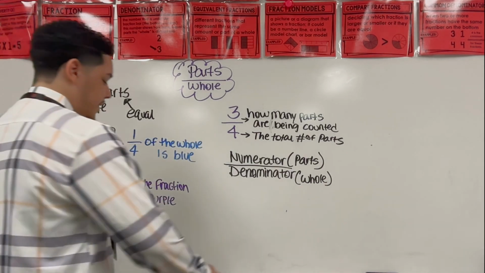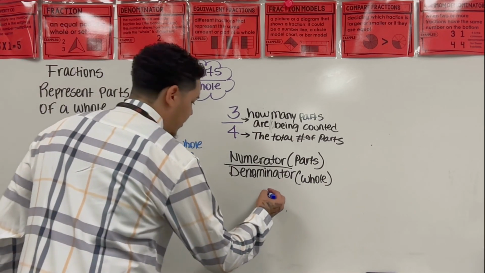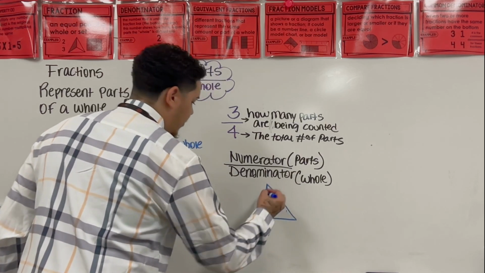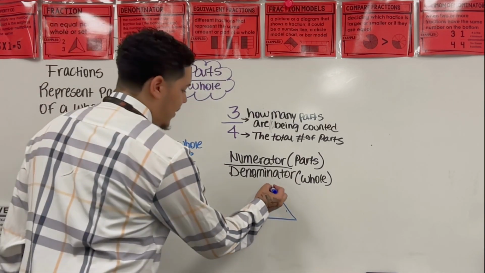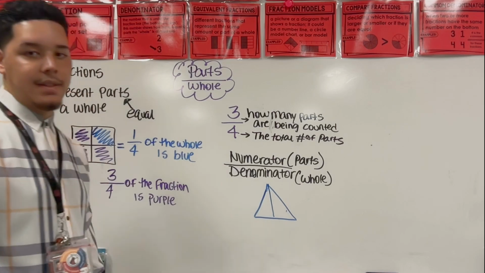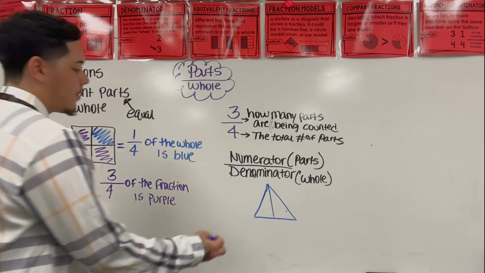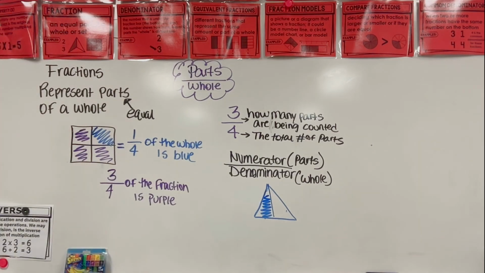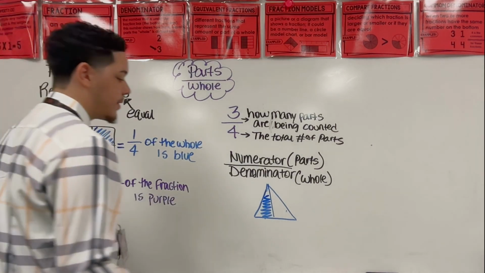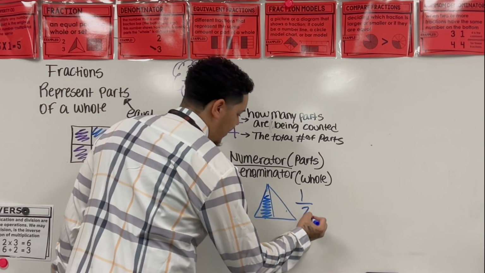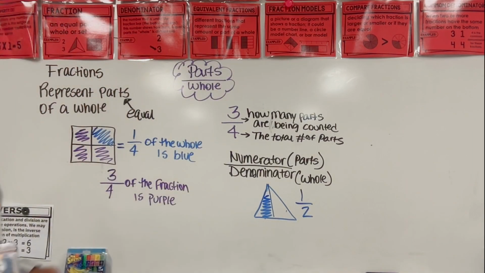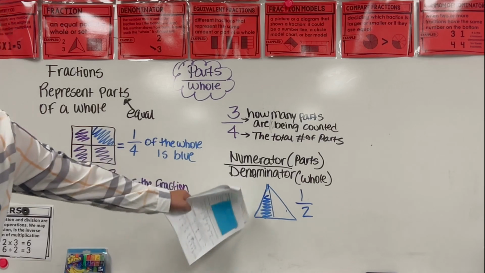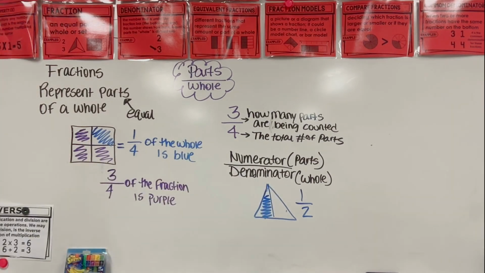You can also represent fractions in another way. Here's an example. Here I have a triangle. I'm going to partition this triangle just like this, and I'm going to shade in this part of the triangle. Would you be able to tell me what fraction of this triangle is shaded? It represents half. Half of the whole. So I'm only eating half of this pizza out of the whole pizza.